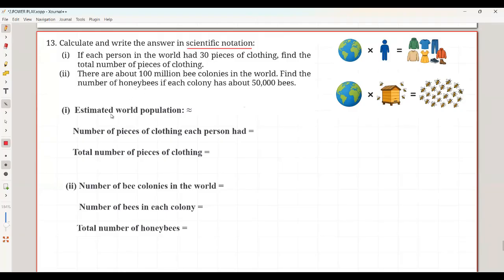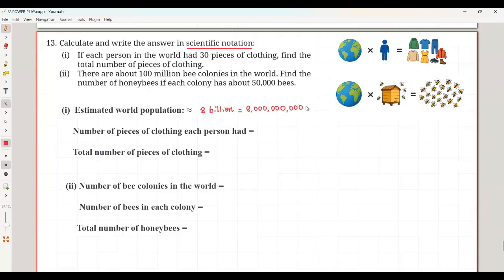Now, the estimated world population, which we already discussed in the previous classes, we will take as approximately 8 billion. How do we write 8 billion in the international system? This is 1000 million, so we have to take 3 more zeros. This is nothing but 8 billion.